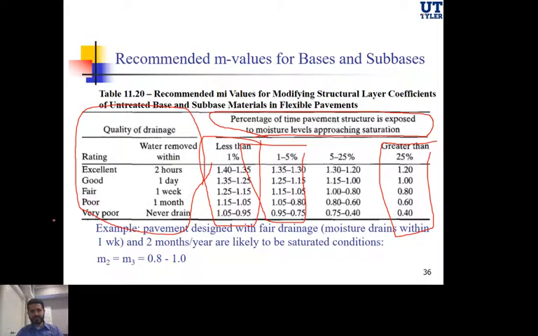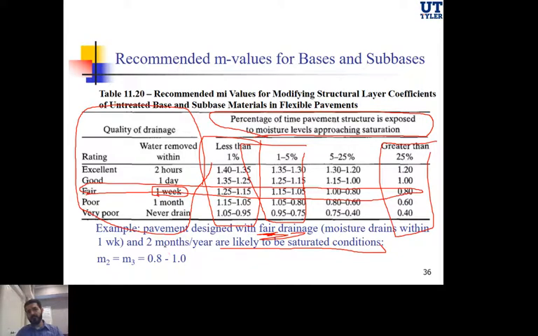So let's have a simple example here. I have a pavement that's designed with fair drainage, meaning that the moisture will drain within 1 week, and 2 months of the year are likely to be saturated condition. What are M2 and M3 in this case? So first, it's a fair drainage. That means it's going to be within this line.